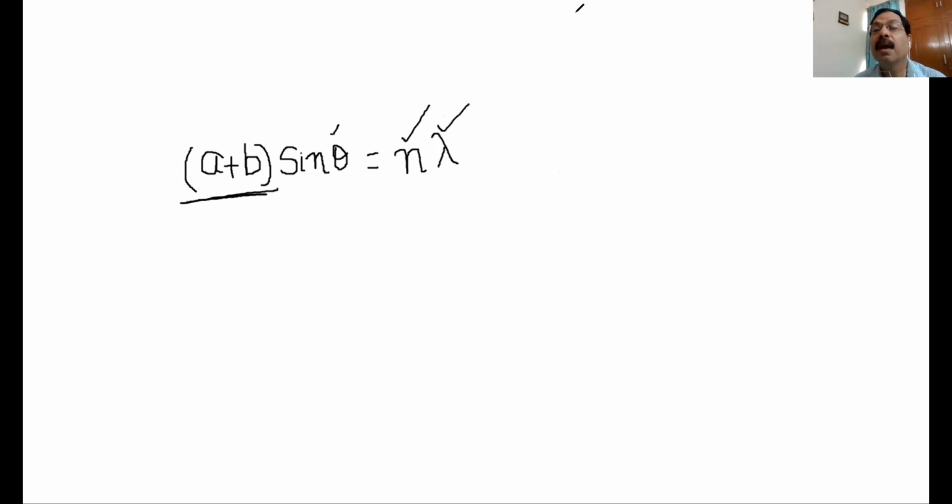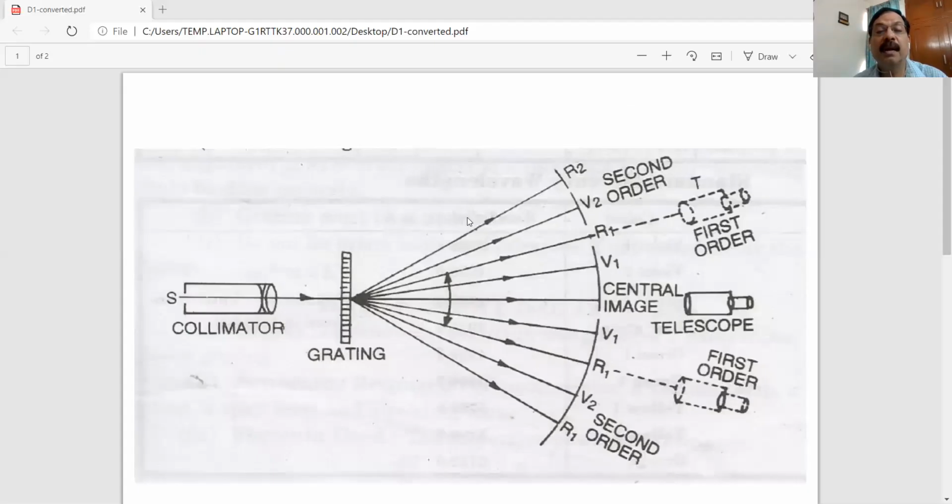Now, before describing the experiment, first I will discuss the experimental setup for the spectrum by grating. I am going to share the file. Yes, this is the experimental setup for the spectrum by grating.